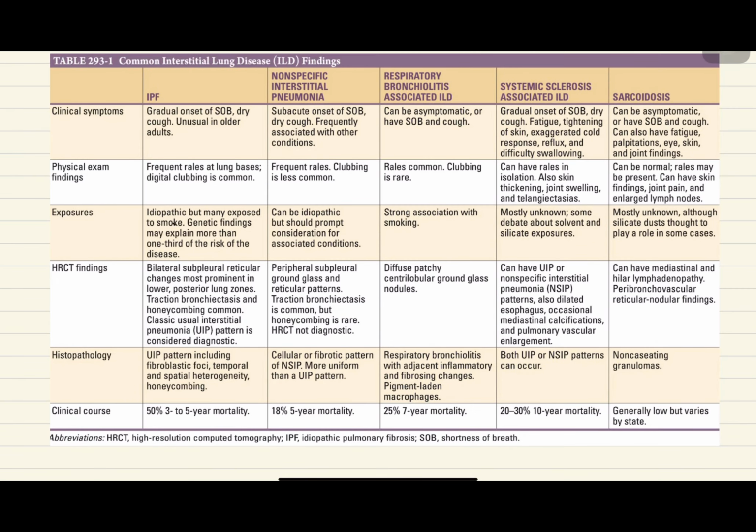This is taken from Harrison, which summarizes everything I discussed before about common interstitial lung disease findings. That includes clinical symptoms, physical exam findings, exposures, HRCT findings, histopathology, and clinical course of idiopathic pulmonary fibrosis, non-specific interstitial pneumonia, respiratory bronchiolitis associated ILD, which comes under smoking associated ILD, systemic sclerosis associated ILD, and sarcoidosis. Once go through this table, it is very important. This summarizes literally everything.